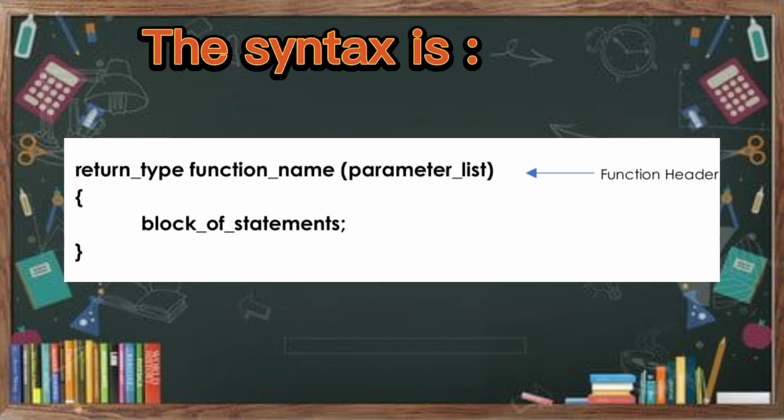Parameter list contains one or more parameters where values are passed. A parameter consists of a type followed by an identifier. If there is more than one parameter, then each parameter is separated from the next by a comma. Parameters are, however, optional, which means a function may contain no parameters. Block of statements is a group of statements that define what the function performs.